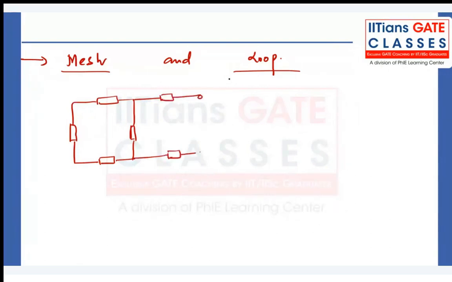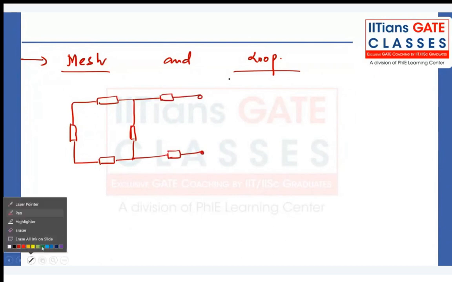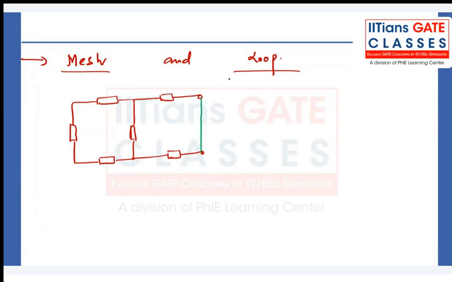As I told you, if there is a closed path, suppose I just put one short circuit here. You see, this is one mesh. From A to B, C, D, with E and F, A, B, C, D form one mesh, and there is a second mesh. So these are the two meshes.